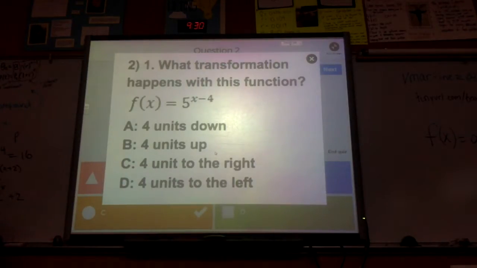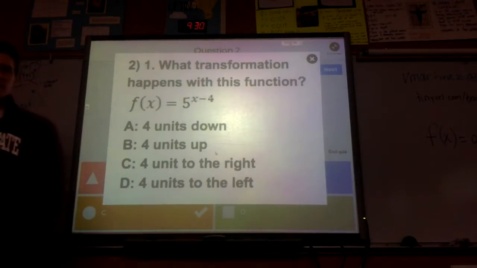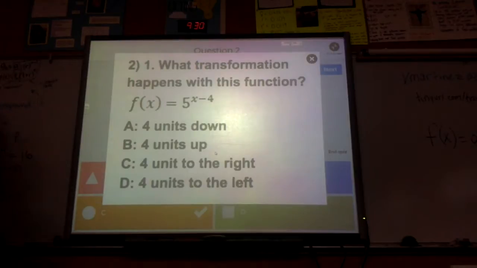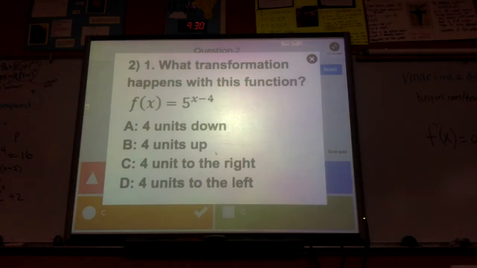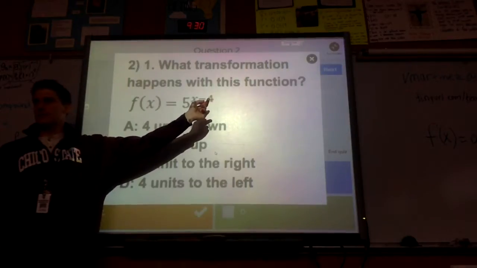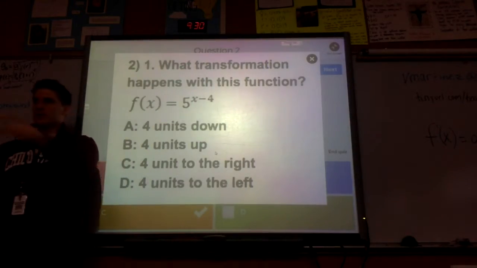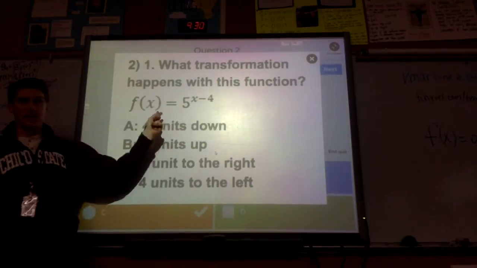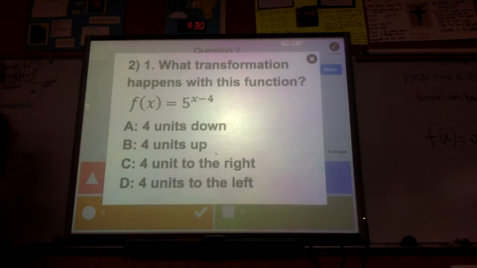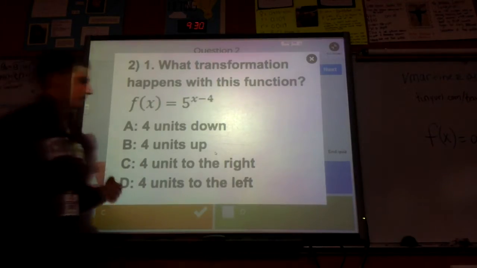Megan? Because x is on the right side of 5. No. Has nothing to do with what side it's on. Madeline? It's affecting the x directly. It's affecting the x directly, which means? Which means that it's horizontal. It's a horizontal movement, so either left or right. So we've immediately eliminated A and B. And then because it's -4, because it's counterintuitive, it will move to the right. Okay, very good.